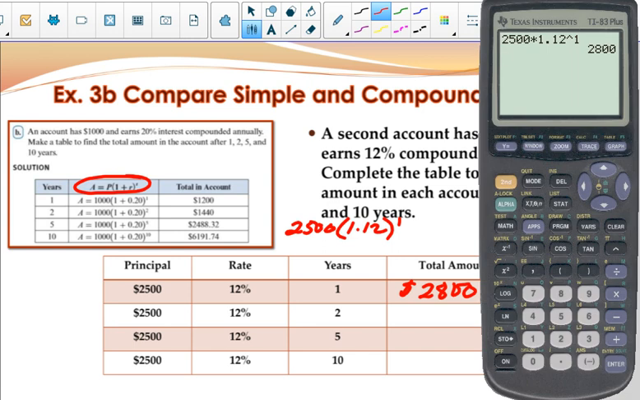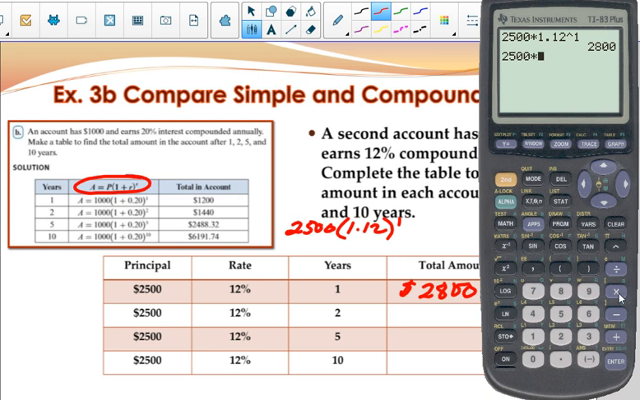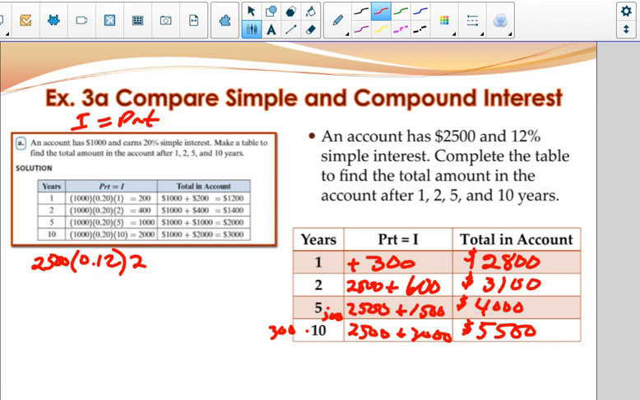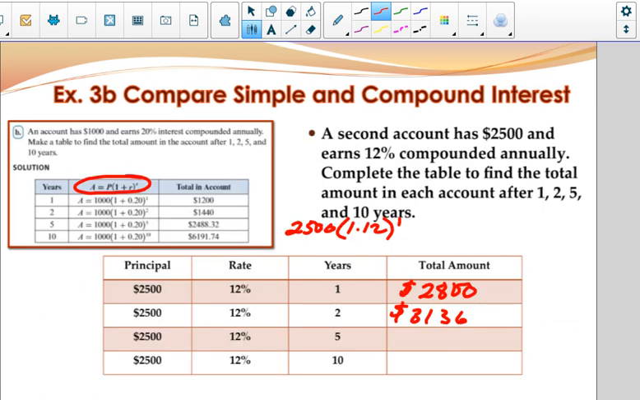And then if I go to the next one, so if I do 2,500 times 1.12, and I'm going to raise this to the second power for 2 years, that gives me 3,136, which is already more than what I had for the simple, because the simple one would have been 3,100. So we're $36 ahead already in the second year.